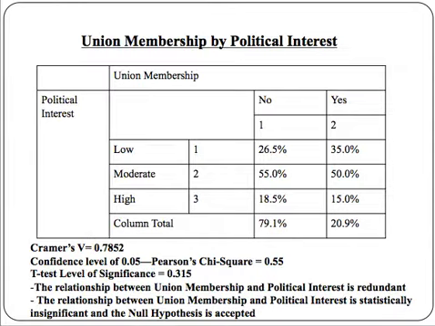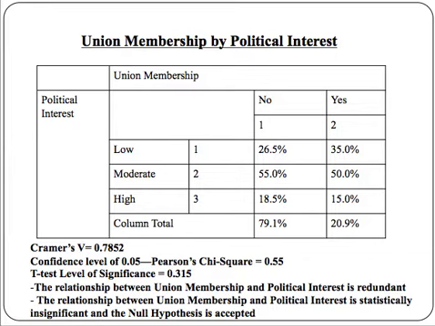The second cross-tabulation, union membership by political interest, attained a Cramer's V value of 0.7852, indicating a redundant relationship between political interest and union membership. With a confidence level of 0.05 and Pearson's chi-square of 0.55, tests of statistical significance indicate that the relationship between union membership and political interest is statistically insignificant, and the null hypothesis accepted.